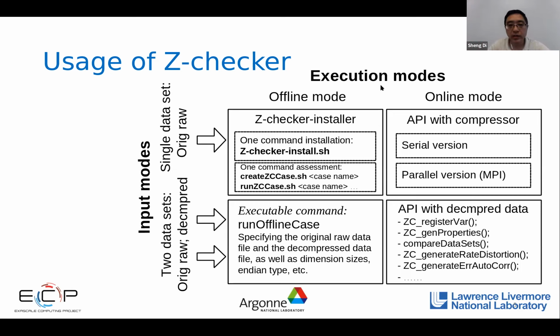And also, Z-checker provides two modes, offline mode and online mode. For the offline mode, that means the user can use Z-checker to read a bunch of data files stored on the disks and run the command to perform the compression analysis. And online mode means that the users can run Z-checker together with their MPI applications, such that the compression results and analysis results will be generated online together with the running applications.